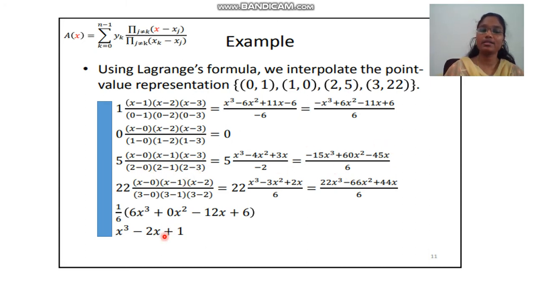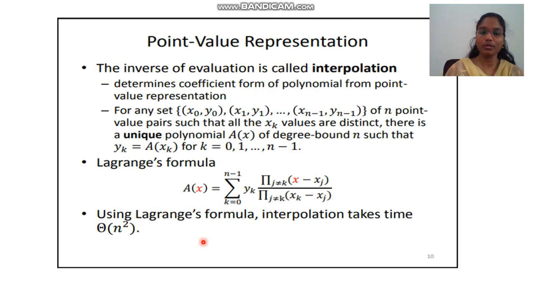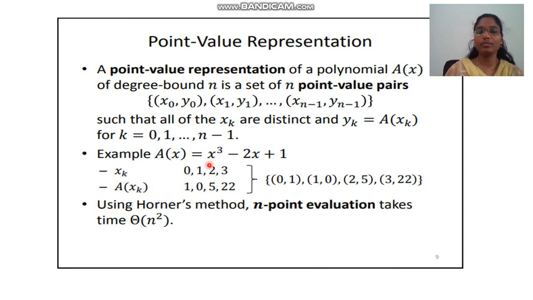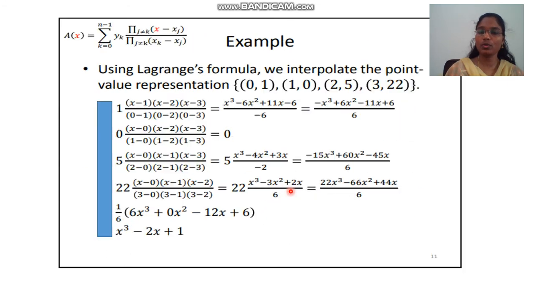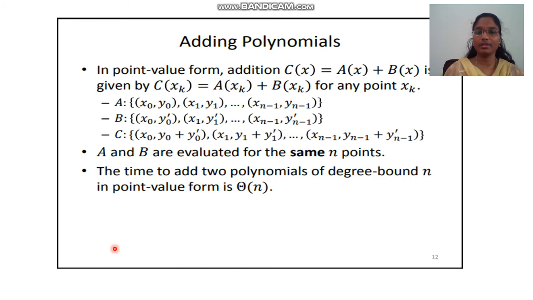So like this, after getting all these polynomials, all these values, when we summarize it, the final value we are getting is x cube minus 2x plus 1. So this is the same polynomial we have taken here, x cube minus 2x plus 1. For that we found the point value pairs using the evaluation method. Now when these point value pairs were given, the polynomial is found using the interpolation method.